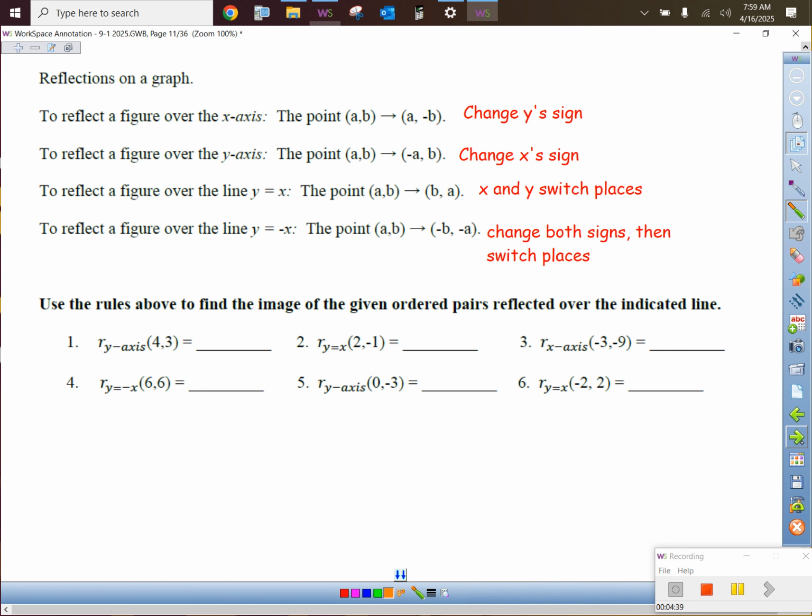Change both signs, then switch places. Man, I hope you wrote these rules down in English, because later this chapter we have some rotation rules as well on a graph, and it gets complicated. There's 3 different rotation rules we're going to do. There's 4 reflection rules we've got to do. Here's what you've got to memorize.